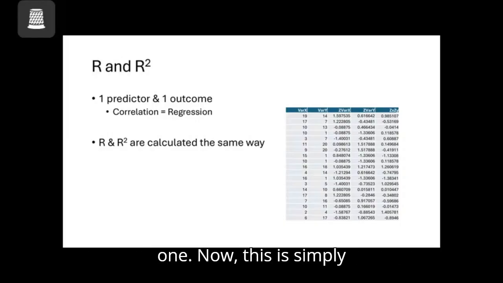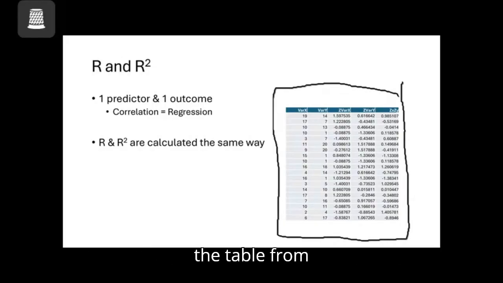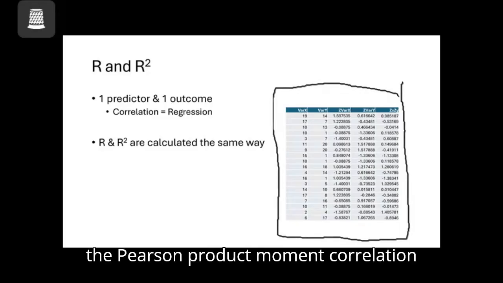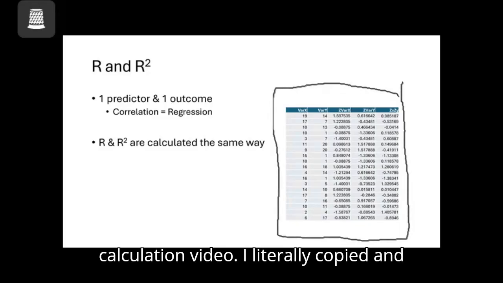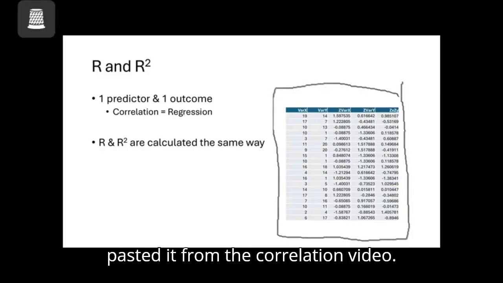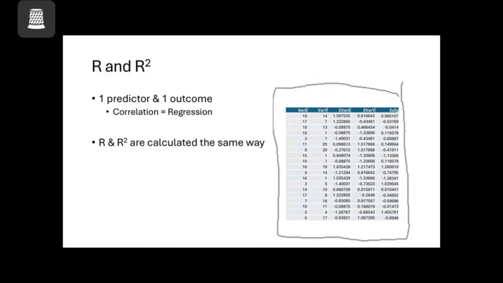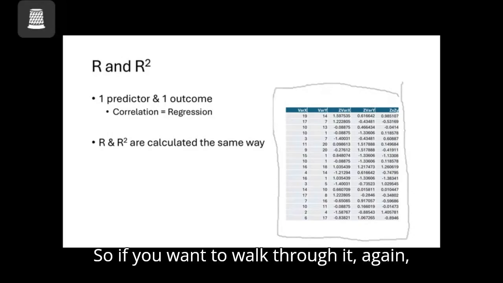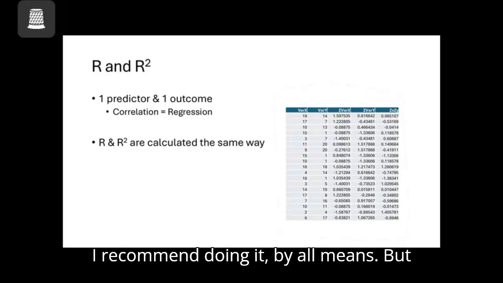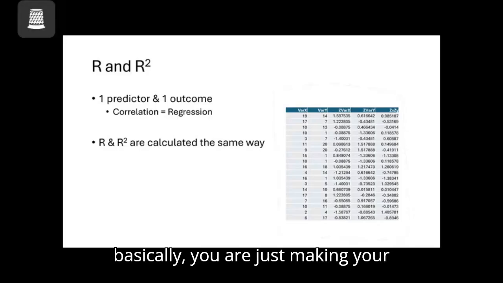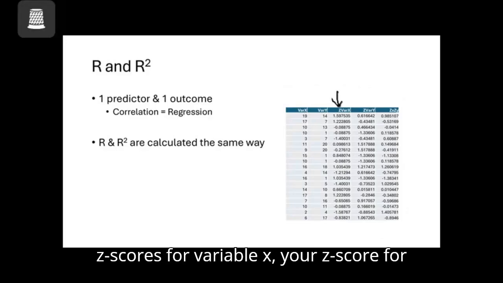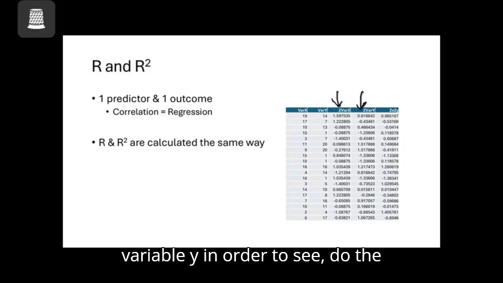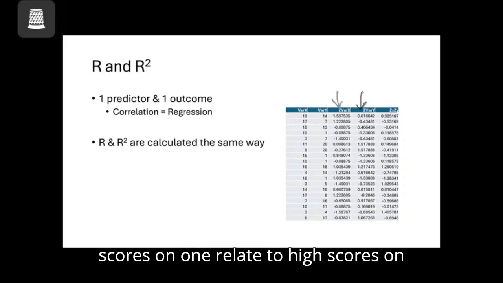Now, this is simply the table from the Pearson product moment correlation calculation video. I literally copied and pasted it from the correlation video. So if you want to walk through it again, I recommend doing it by all means. But basically, you are just making your z-scores for variable x, your z-scores for variable y, in order to see how the high scores on one relate to high scores on the other, or low scores on the other.